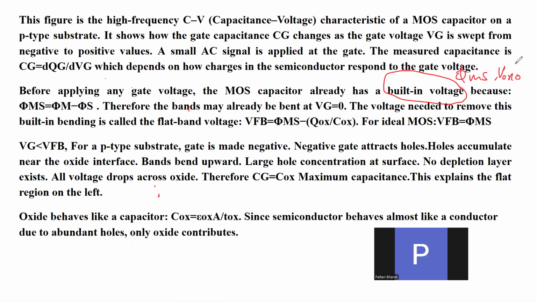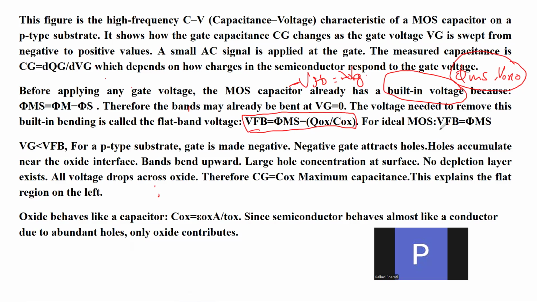You have to overcome these two. So to overcome these two, the flat band has to be reached, and to reach the flat band, you have to give the negative gate voltage. So negative flat band voltage is there. The gate voltage is equal to minus VFB. So at this point, this is the flat band voltage equation: VFB equals the metal-semiconductor work function difference minus QOX by COX. That is the potential of the oxide.